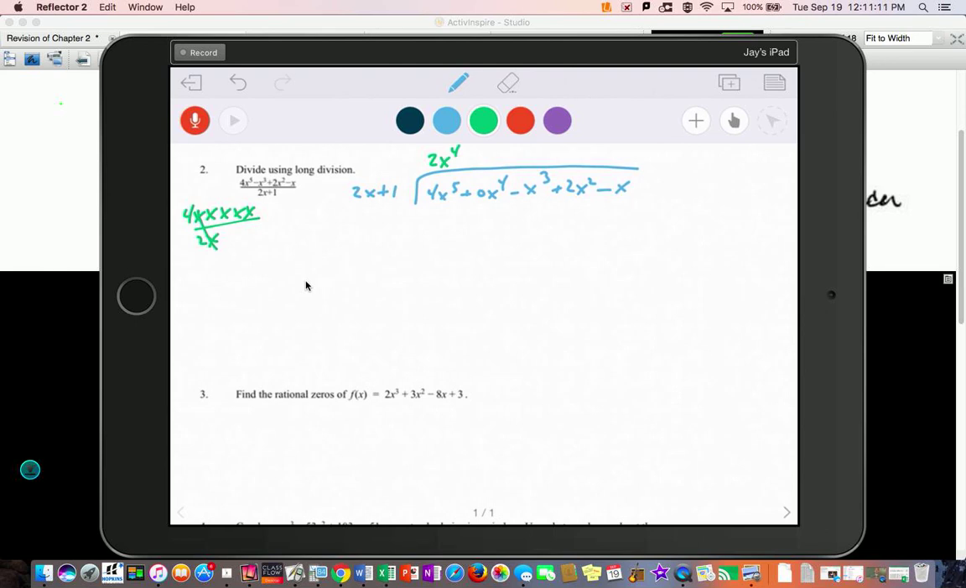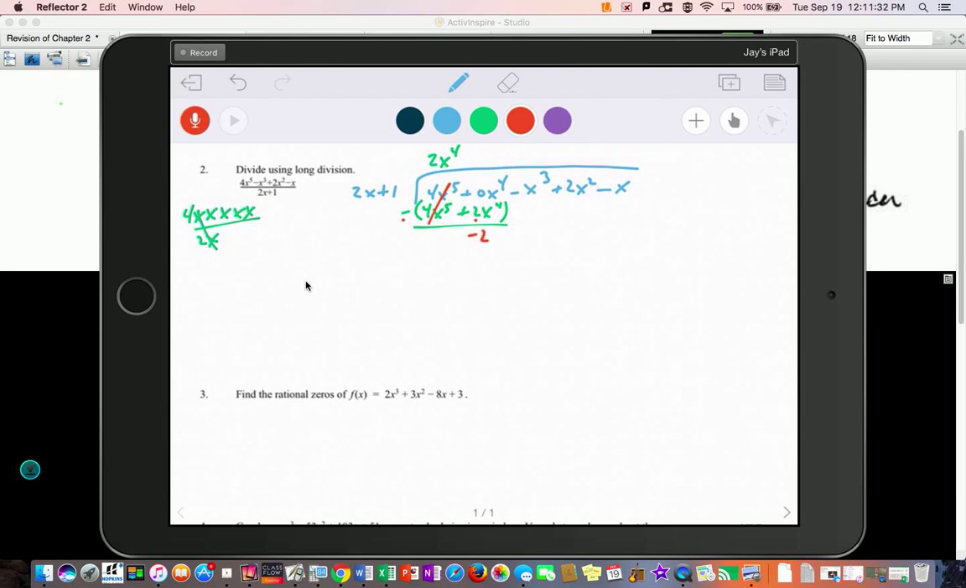Multiply by everything out front. So 2x to the 4th times 2x is 4x to the 5th. We want those two to be the same. 2x to the 4th times 1 is just 2x to the 4th. Put it in parentheses and subtract. Now, when you subtract, these go away. What's 0 minus 2x?